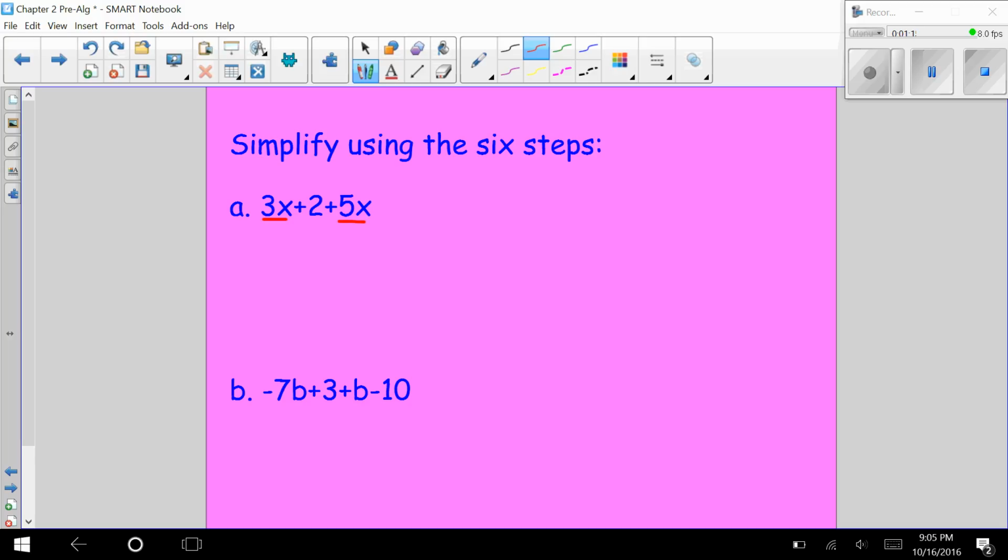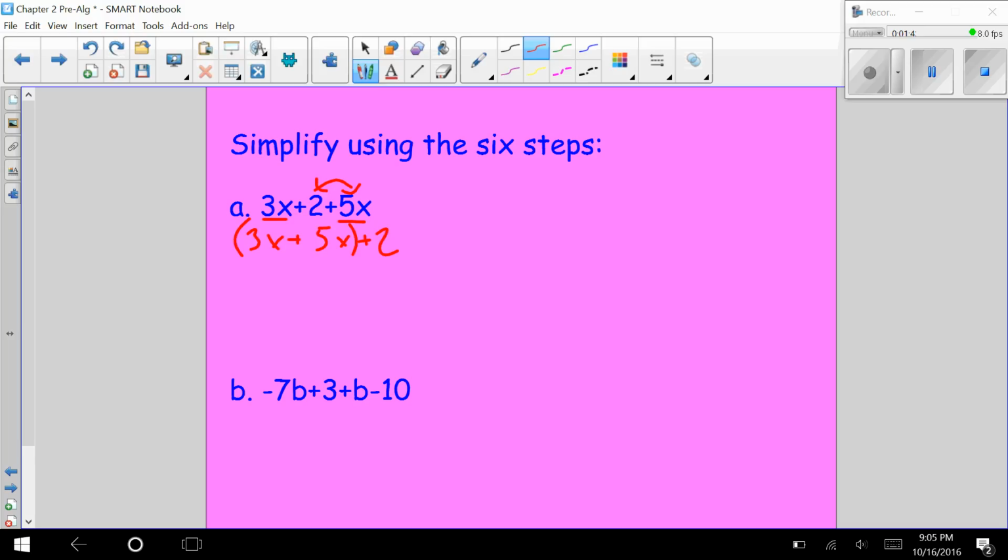The commutative property says that in addition, it doesn't matter what order I add in. So I can flip-flop my 2 and my 5x. This way, my like terms are right next to each other. The associative property says that I can group these together with parentheses, and that doesn't change a thing. So now we have our like terms grouped together.